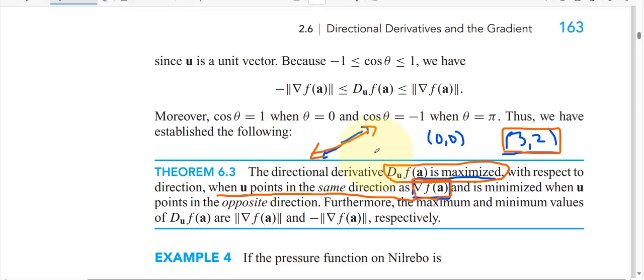If we want to decrease the error, we would want to move in the direction of the negative of the gradient, the opposite direction of the gradient. So they say it's minimized when you point in the opposite direction of the gradient. So that is a very powerful answer.